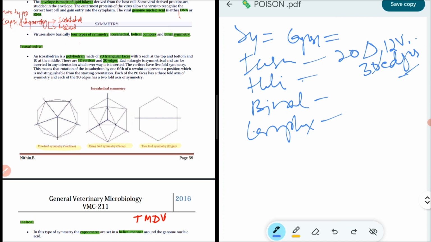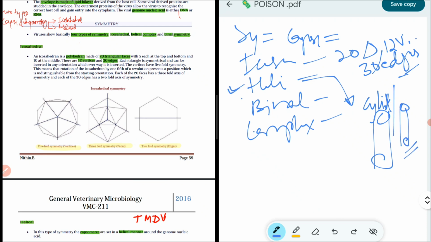Now, in helical symmetry, the capsomer is arranged in the form of helical structure or spiral manner around the nucleic acid. And in electron microscopy, this helical symmetry looks like a cylindrical shape or a filament structure, which gives the indication that the virus is having a helical symmetry. If in electron microscopy the virus gives a spherical or soccer ball type structure, that indicates the virus has the icosahedral symmetry.